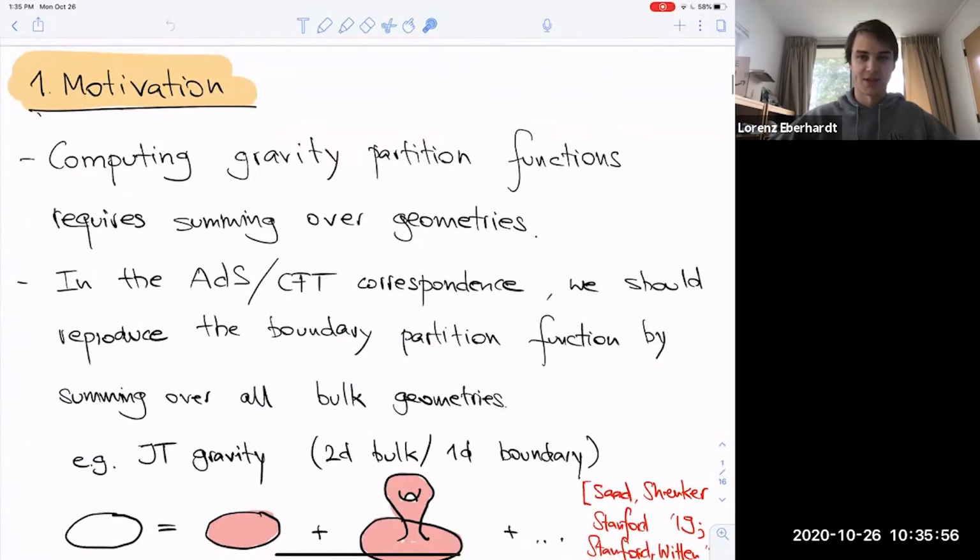So let's start with the basic setup. As we know, whenever we want to compute some gravity partition function in some semi-classical way, then this requires summing over all the geometries. And geometries means continuous parameters, but also topology. So we might also need to sum over different topologies. So in the context of AdS/CFT, we can make this a bit more precise. In particular, if we want to compute some boundary partition function, then in order to reproduce it, we need to sum over all the possible bulk geometries that have that given boundary as a geometry.